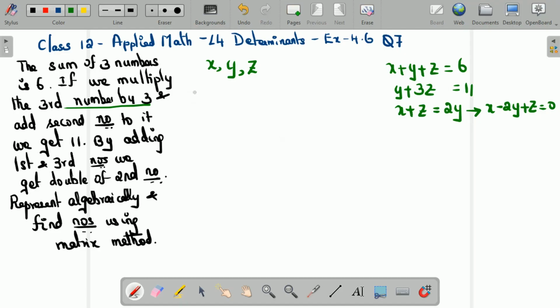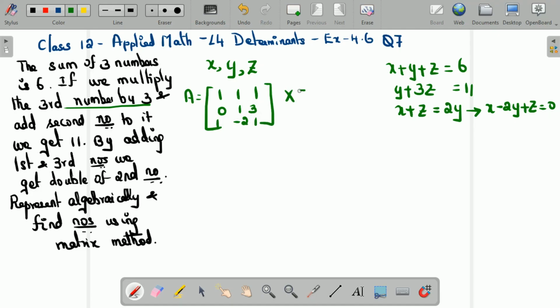Now we can form the matrix. So what is the process? The A matrix will be the coefficients of the variables. So it is 1, 1, 1. In this case, there is no x variable, so it is 0, 1, 3. And in the last case, it's 1, minus 2, 1.